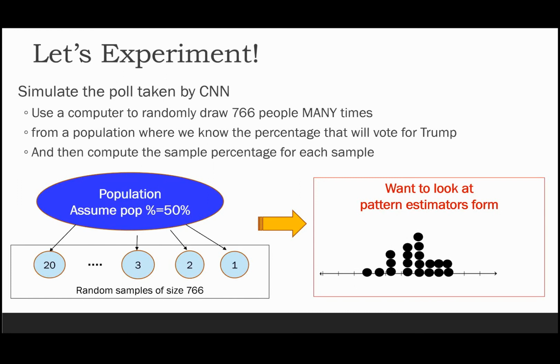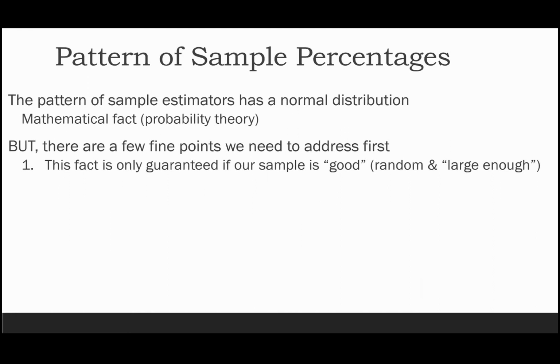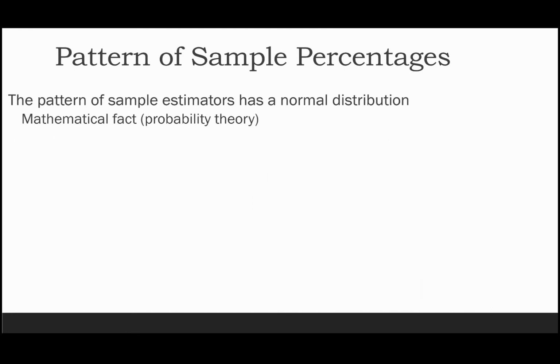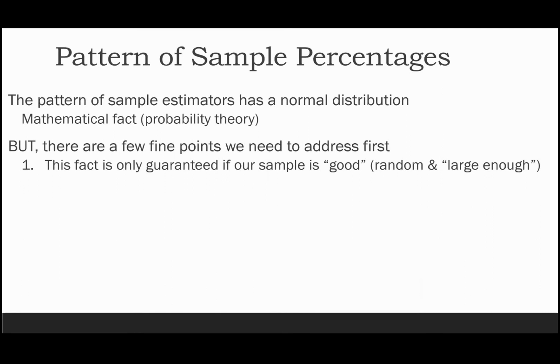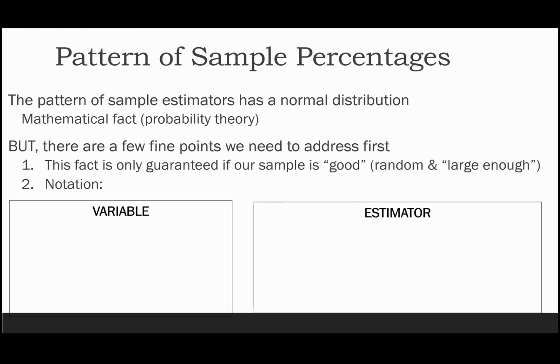One of the key concepts in this class is that data does not take on values in a random manner. It forms patterns, okay? What theory tells us, if you learn probability theory, is that this pattern is actually a normal distribution, which is cool because we just learned how to do problems with normal distributions. However, there are a few caveats. In order to say that it has a normal distribution, we have to make sure our sample is good, which means that it's random and it's large enough.